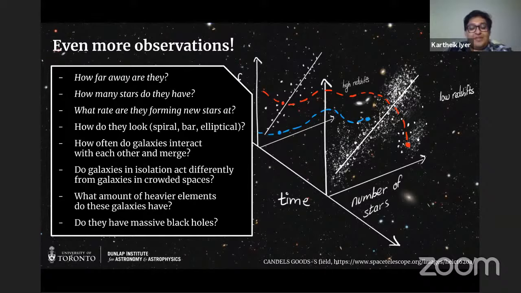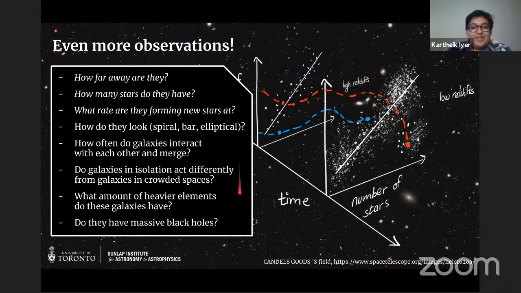And what amount of, say, heavier elements do these galaxies have? And Dr. Maria Drought gave an excellent talk on astronomical alchemy in an earlier session of Cosmos on Your Couch. That talks about this in a very different, interesting perspective. And finally, the question about do they have central supermassive black holes? And is the evolution of the central black hole tied to the evolution of the galaxy at all?